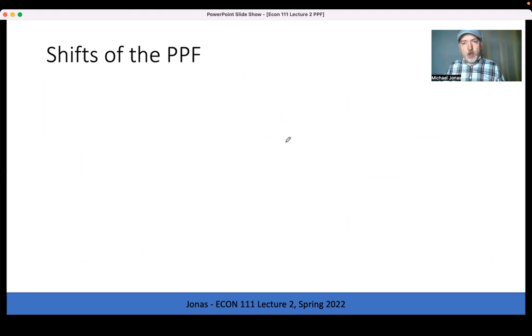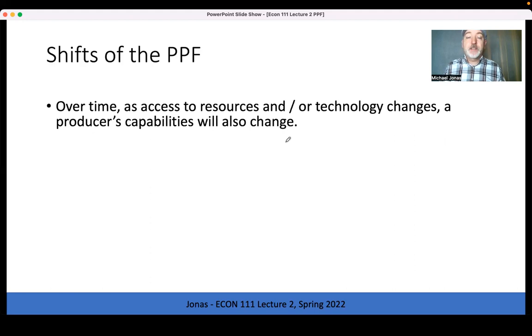So now we've drawn the position of that PPF as if it is a fixed position, but any change in access to resources, land, labor, and capital, or technology, the efficiency with which we can combine those resources, will result in a movement, a shift in the position of that PPF. And of course, realistically, that is going to be happening over time. So any change in access to resources or technology will have an effect on the producer's capabilities to produce.